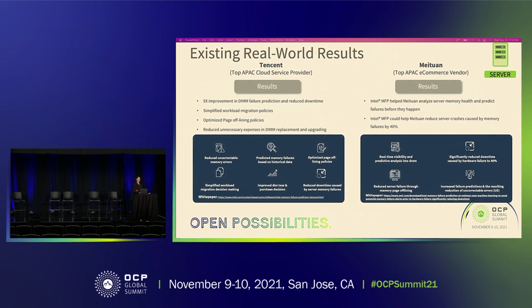And this is not something that's cooked up in a vacuum. This has been done in real world examples. With our partner Intel that we worked with on this, it was deployed at Tencent and Meituan. These are both China CSPs, one for e-commerce, and the other one sells their services. But you can see they had a 5-time improvement in DIMM failure prediction and reduced downtime of systems. They simplified their workload migration policies to those areas that were not failed DIMMs.